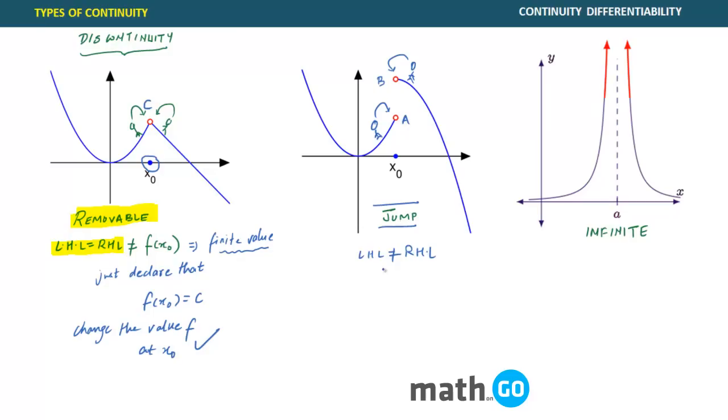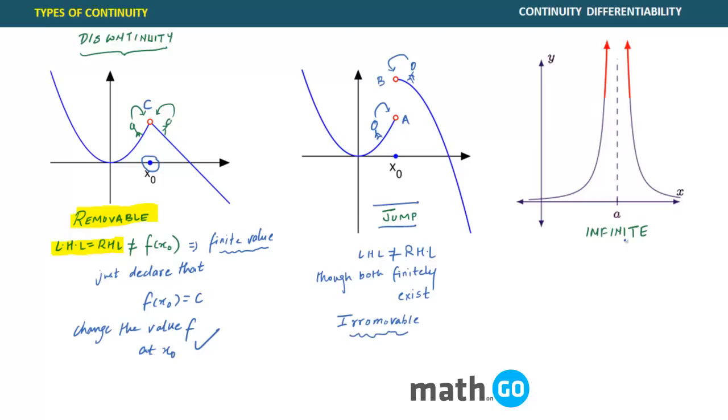So jump discontinuity happens when RHL and LHL are not equal, though they both finitely exist, right? You are getting finite values for each of them, but these values are not equal, though both finitely exist. So that becomes what? Jump discontinuity, and it is irremovable. You cannot remove this jump discontinuity, right? This is an irremovable discontinuity.